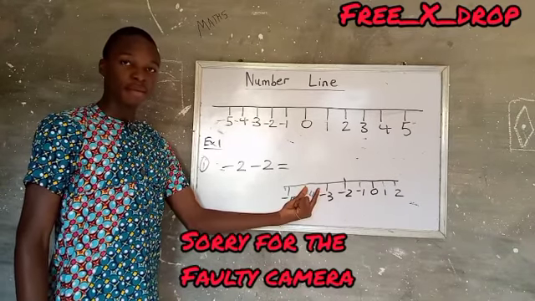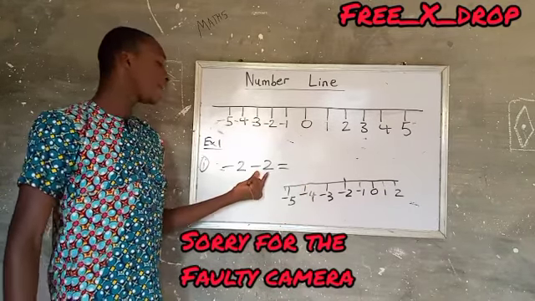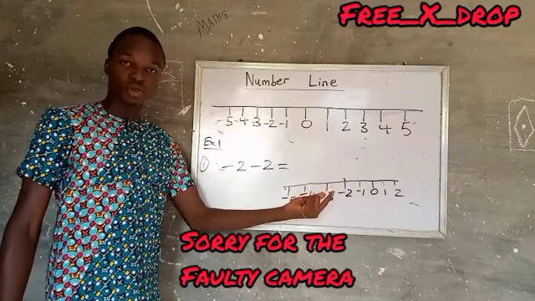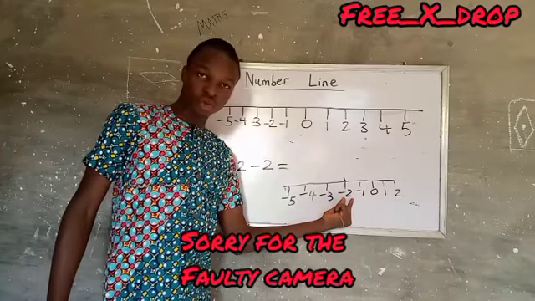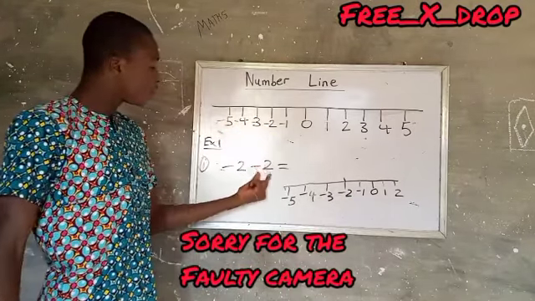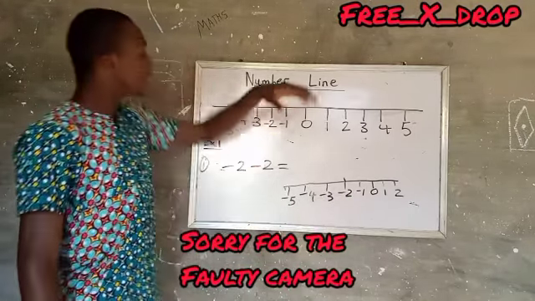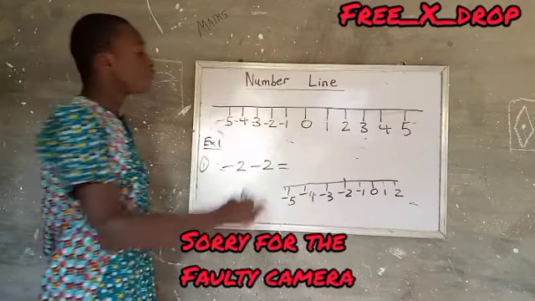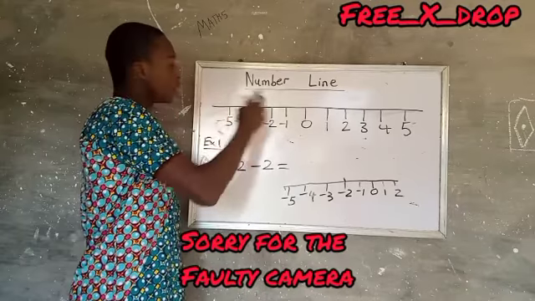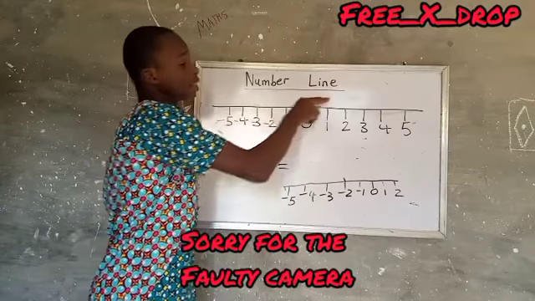Minus 2 here, and they said minus 2 from minus 2. What does it mean? It means this is your minus 2, then you remove 2 from inside minus 2, meaning you count 2 times to the negative side. You go 2 times backward. Remember, this is negative and this is positive.